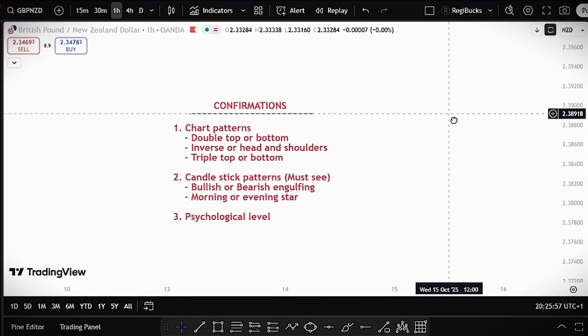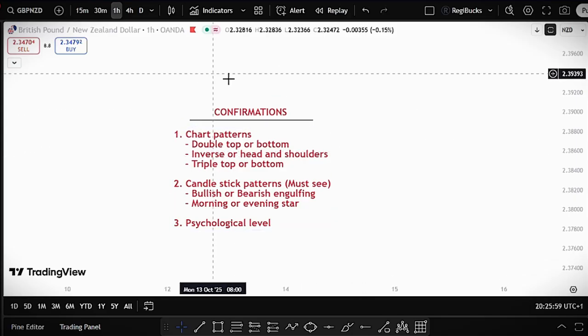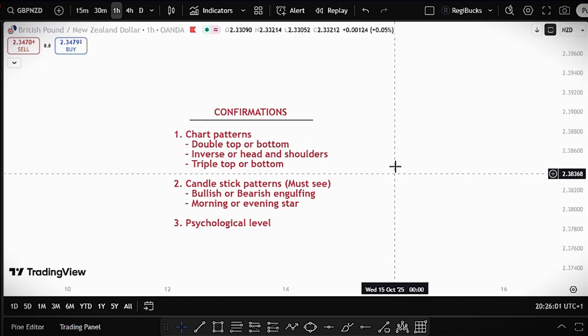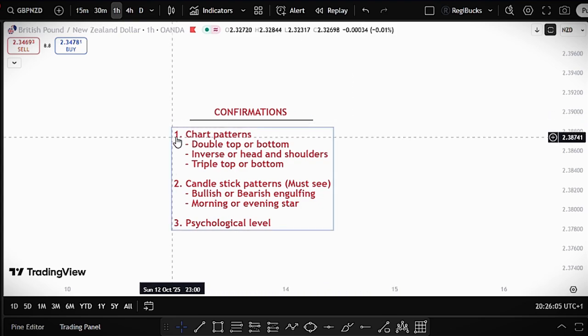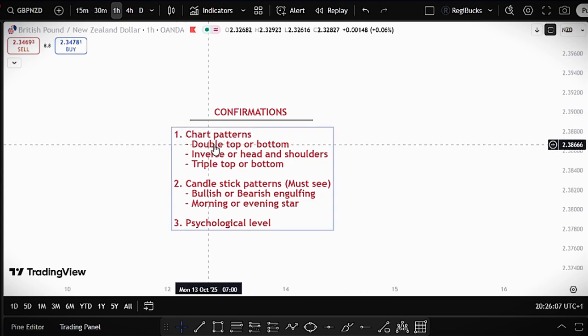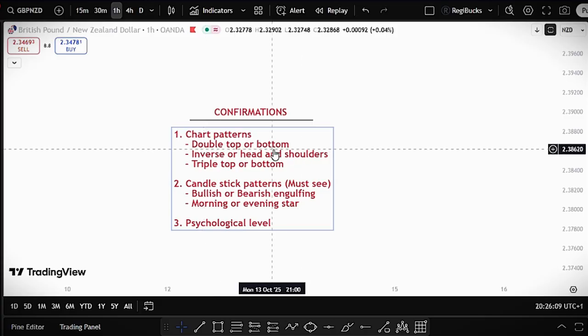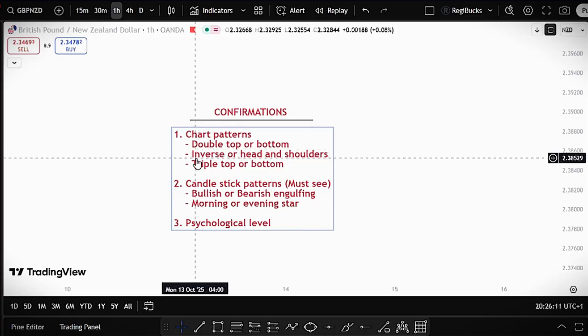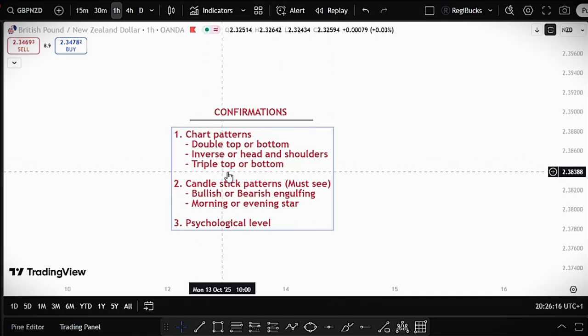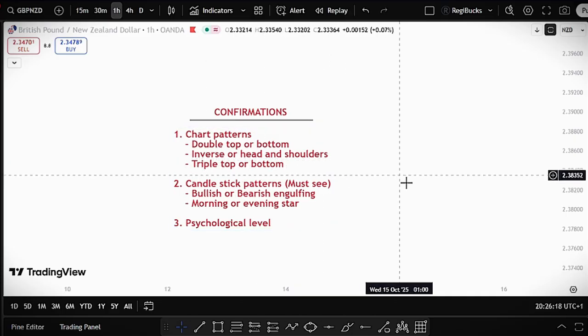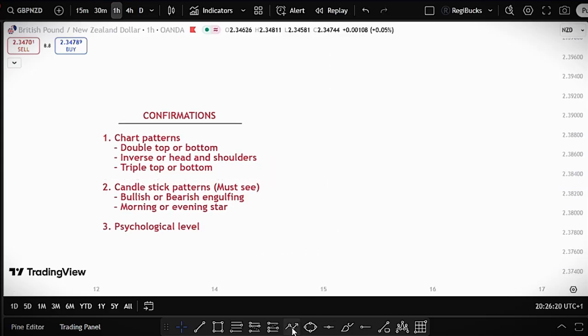So now for the confirmation, the confirmations I want to see before I enter. So now when you see a chart pattern, either I see a double top or double bottom, an inverse head and shoulders, or a triple top or a triple bottom. So these are basically the chart patterns.